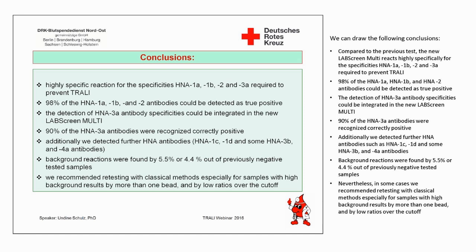Additionally, we detected further HNA antibodies, such as HNA1C, HNA1D, and some HNA3B and 4A antibodies. The background reactions were found in 5.5% or 4.4% of previously negative tested samples. Nevertheless, in some cases, we recommend retesting with classical methods, especially for samples with high background results by more than one bead and by low ratios over the cutoff.